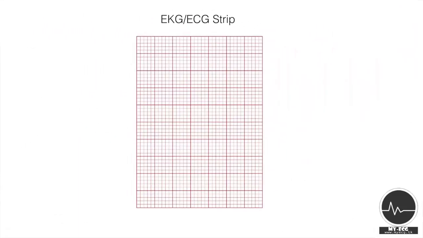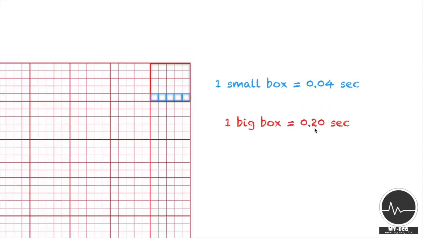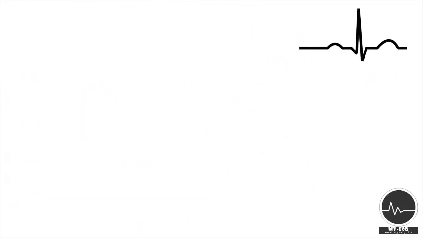efficiently. So this is your typical EKG strip. In an EKG strip, we have a big box. And inside a big box, we have 5 small boxes. Each small box is equal to 0.04 seconds. And so if in a big box there are 5 small boxes, that means that one big box is equal to 0.20 seconds. But really, as long as you know that one small box is 0.04 seconds, we're good to go. So let us get on with our 6-step EKG interpretation.